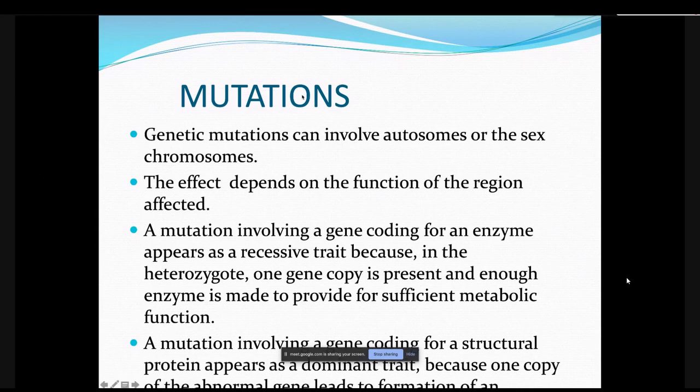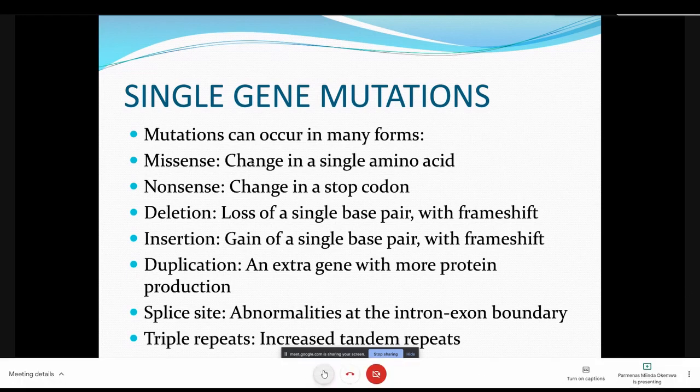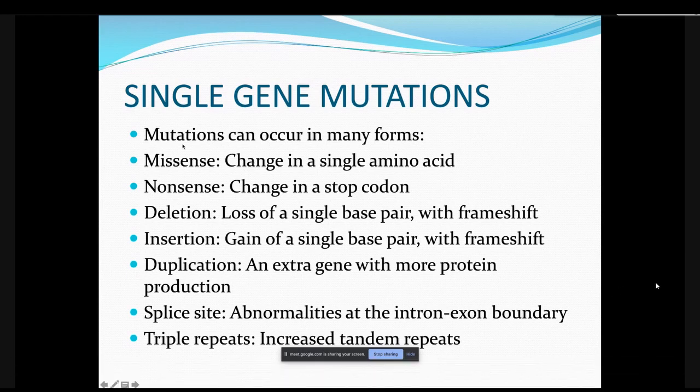A mutation involving a gene coding for a structural protein appears as a dominant trait because one abnormal gene leads to formation of an abnormal protein. There are many single gene mutations, and they occur in many forms. The common ones that you know about are deletions and insertions. Okay. So far, are you okay? If you have any questions, do you have any questions so far? Okay. So there are many forms of single gene mutations.